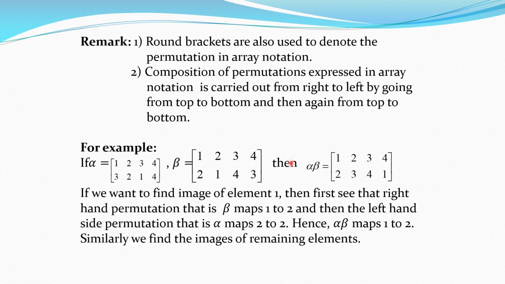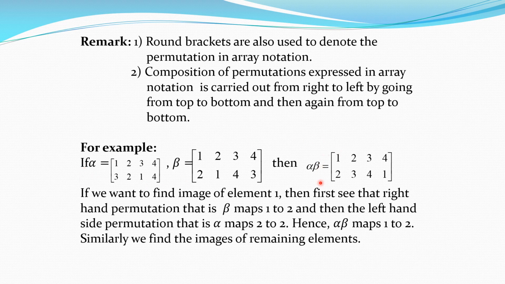Same way, whenever we have to find alpha beta of 2, first we consider what is beta of 2. Now, beta of 2 is 1. And here, from right to left, 1 goes to 3. So, finally, 2 goes to 3. Then, beta of 3 is 4. And here, 4 goes to 4. So, finally, 3 goes to 4. And then beta of 4 is 3 and alpha of 3 is 1. So alpha beta of 4 is 1.